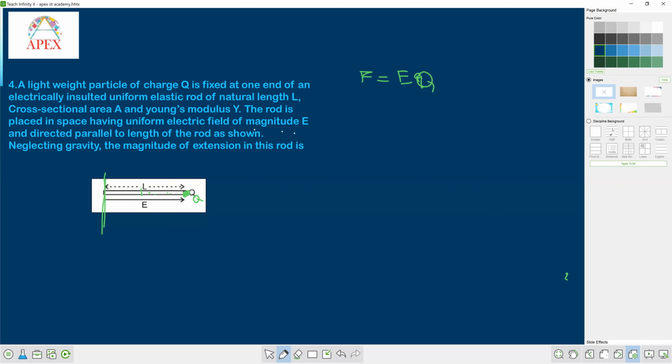consider a small element here whose length is dx, at a distance x from this particular point where some force F is acting. What is the force F acting here? F equal to EQ. In this particular case, you have to calculate the tension at this element at a distance x. How can you calculate tension here? We should know that tension is directly proportional to x. That means tension is varying linearly.